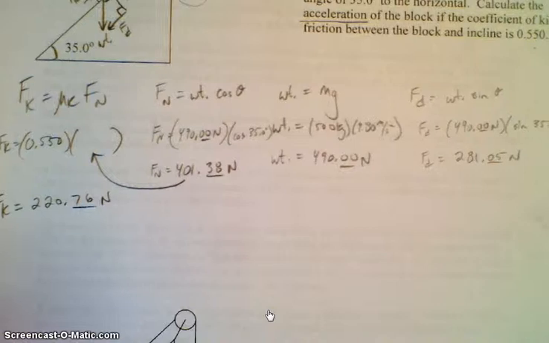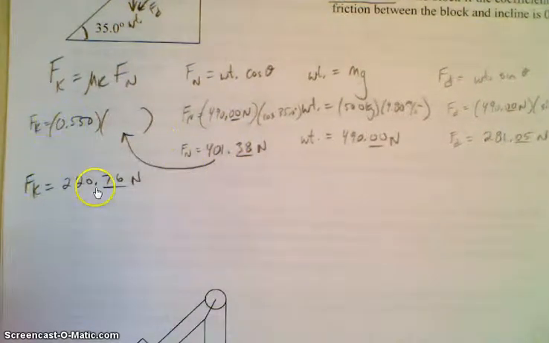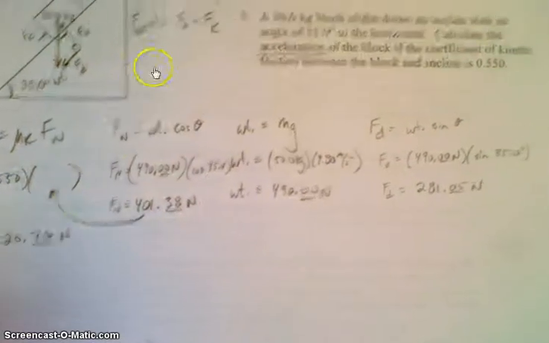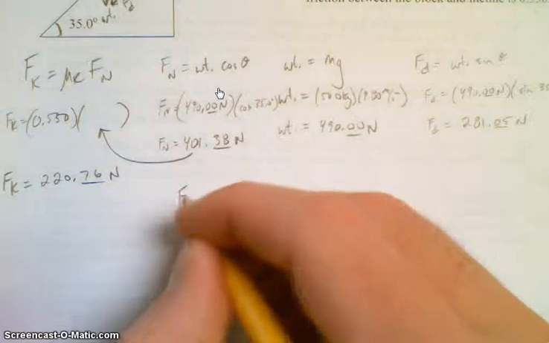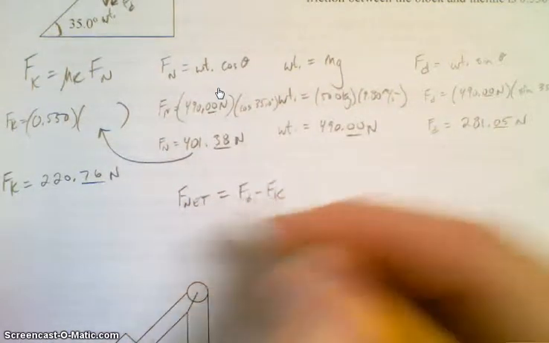Okay, here's the work that I went through. Again, I solved for the weight. I used the weight in both solving for Fn and Fd to get those values, and then I used Fn's value to solve for Fk, which is there. Now I have Fd and Fk, which is what I need to find the net force. So that's my next step. The net force is equal to Fd minus Fk.